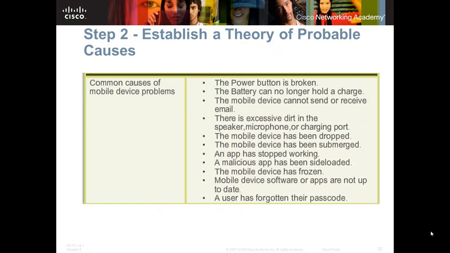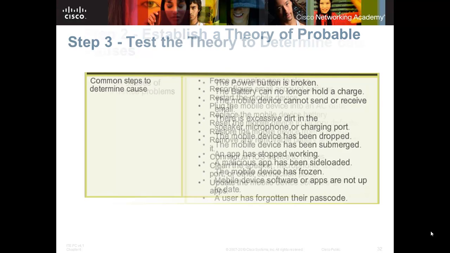Step 2, establish your theory of probable cause. Some of the common causes for mobile device problems are: the power button is broken, there's excessive dirt in the speaker and microphone, the mobile device has been dropped, the mobile device has been submerged in water, an app has stopped or frozen, the user has forgotten their password, or it just needs a reboot.